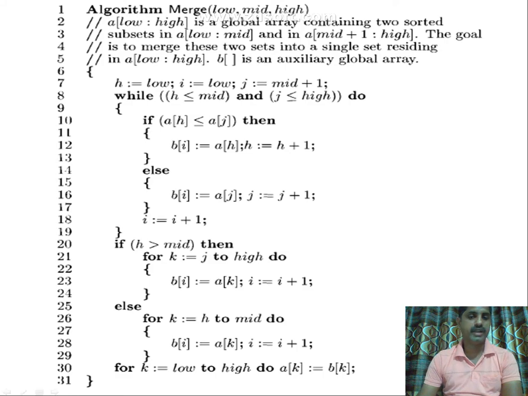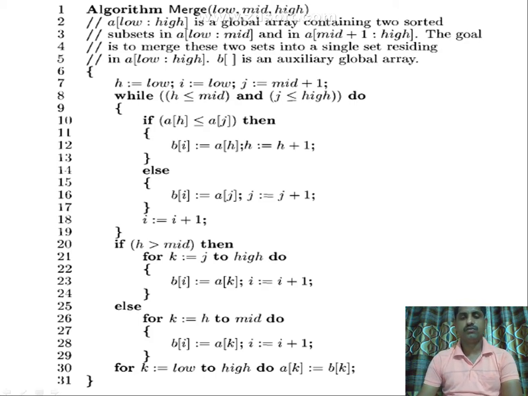If h > mid, then for k = j to high, B[i] = A[k] and i = i + 1. Else for k = h to mid, B[i] = A[k], i = i + 1. Then for k = low to high, do A[k] = B[k]. Likewise, you have to match the low, mid, and high values.